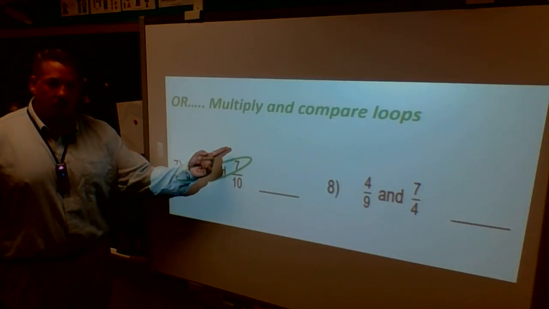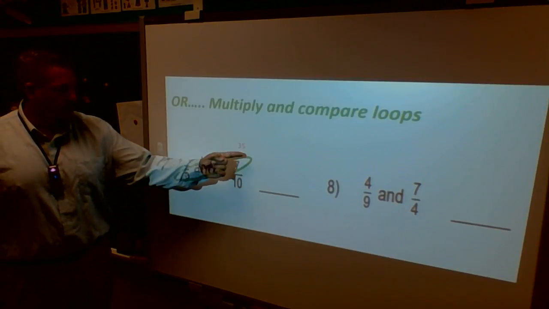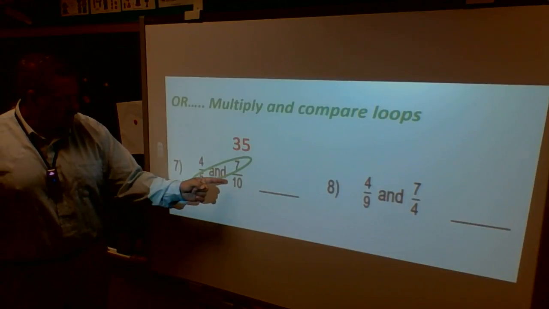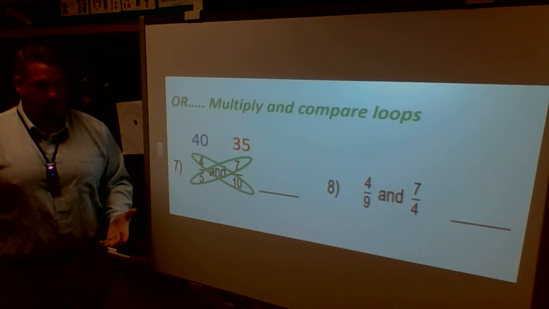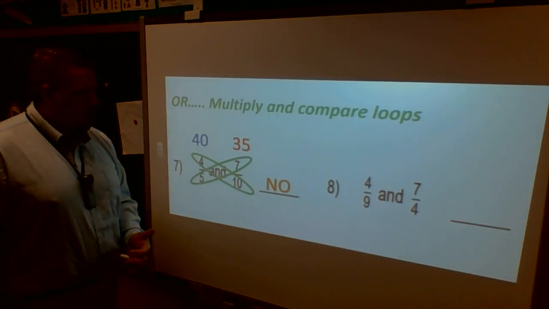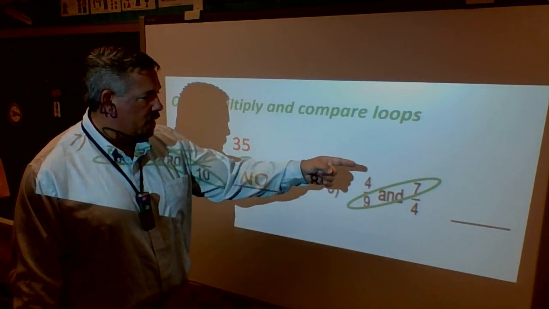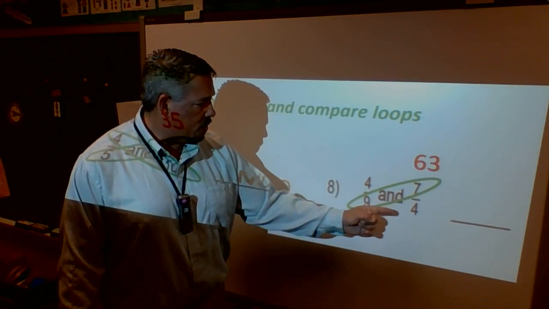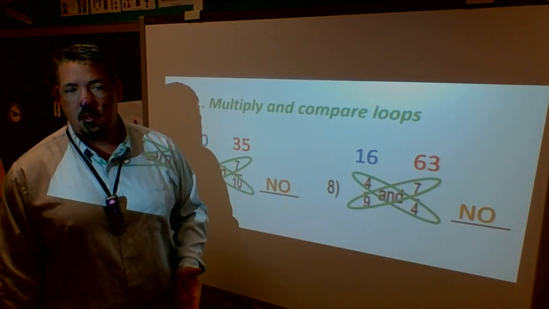So when I talk about the loops, once again, I'm talking about multiplying diagonally. So 5 times 7 gives me 35. 10 times 4 gives me 40. Are they the same? They're not. So they are not equivalent fractions. When I do the same thing, I would take 9 and 7, which gives me 63, and 4 times 4, which gives me 16, and once again, they're not the same.